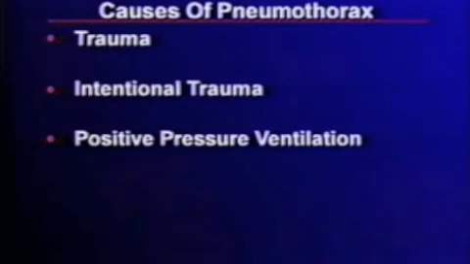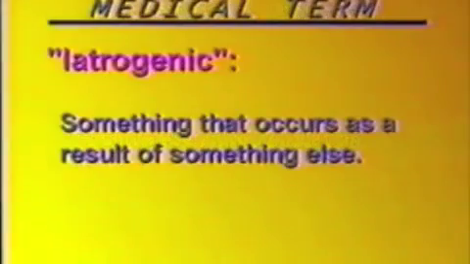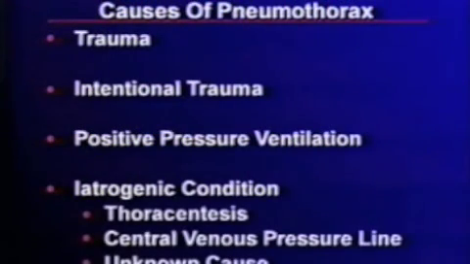Now, you could also have a type of condition that we call iatrogenic. Iatrogenic is a very general term. It simply means that it occurred as a result of something else. For example, that thoracentesis that we talked about, remember the centesis, putting a needle or a trocar into a space to withdraw air or fluid, could have nicked the lung or the pleural cavity and caused the lung to collapse.